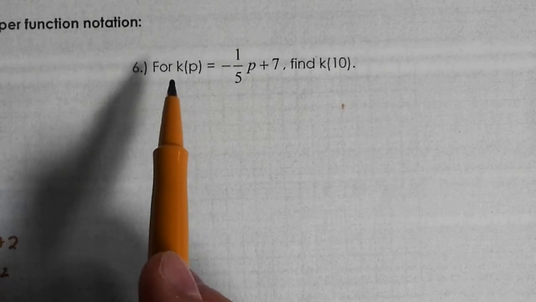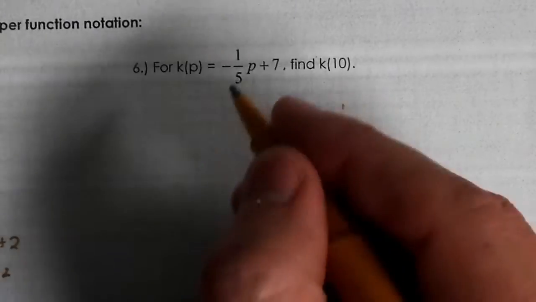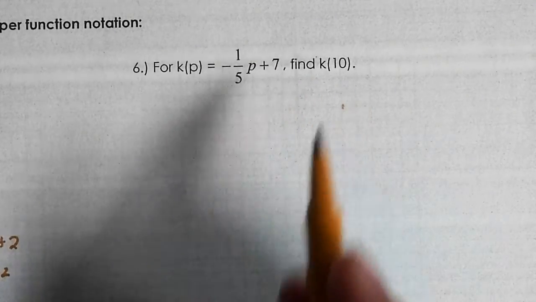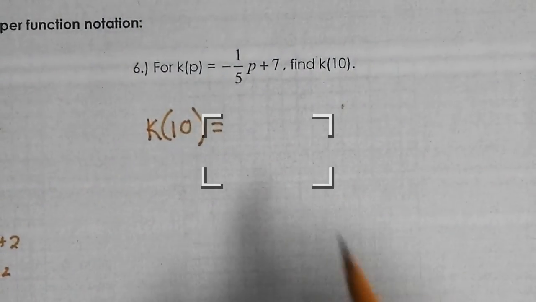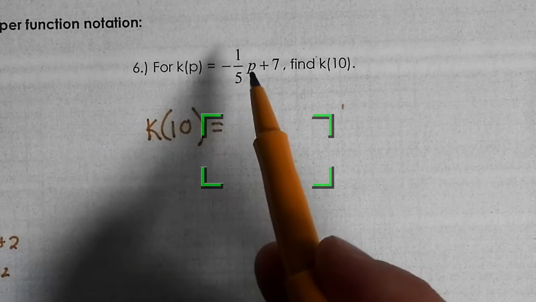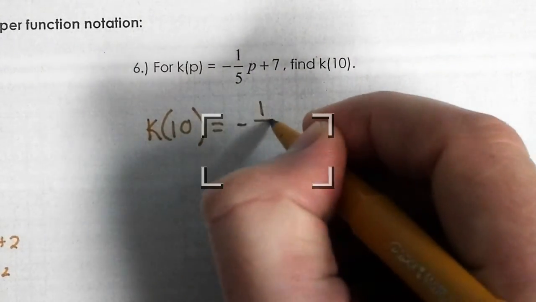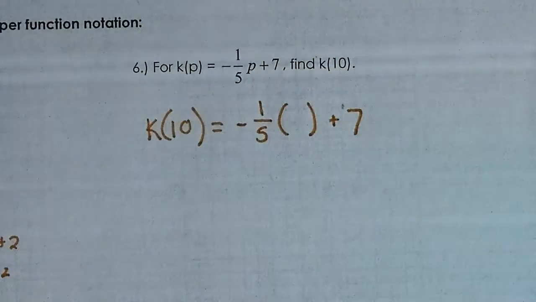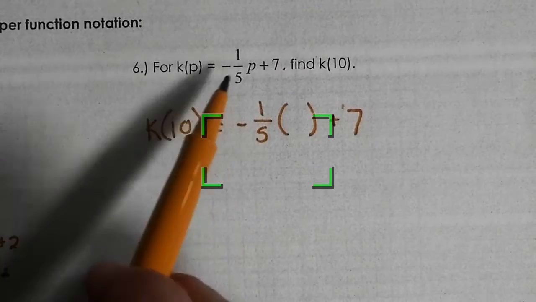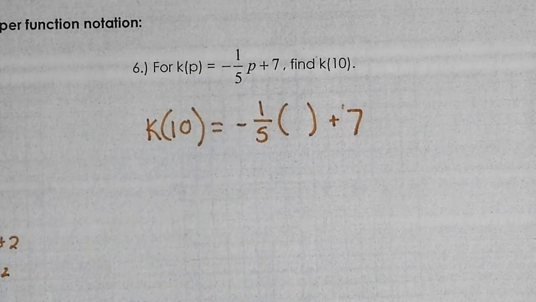All right, so it says k of p equals negative 1/5 p plus 7. So it wants us to find k of 10. So let's write down k of 10. Now we need to rewrite our equation, except for that p, we're going to put parentheses. So negative 1/5 parentheses plus 7. Notice that's the same thing that's up here. It's just instead of the p, we put parentheses.